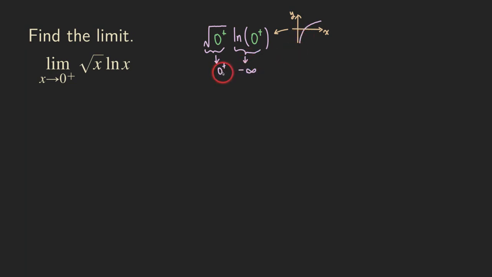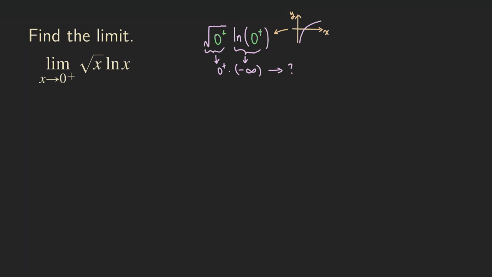So we are actually getting a product here of 0 and negative infinity. And that's another indeterminate form. This is called the indeterminate product. And so we actually have no idea what this thing is approaching. And so we first need to manipulate this function.